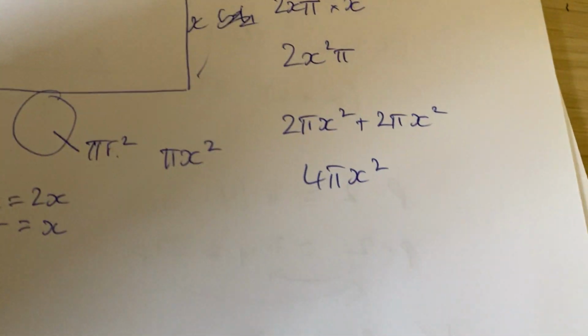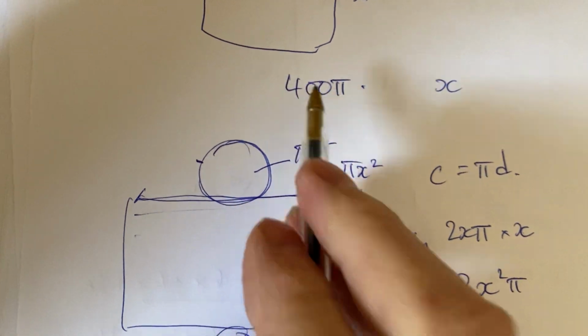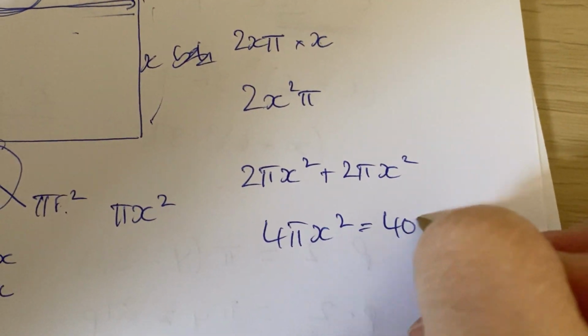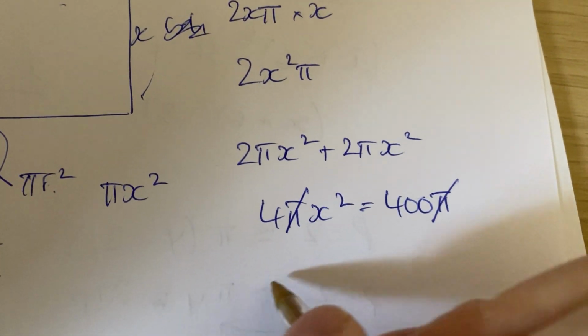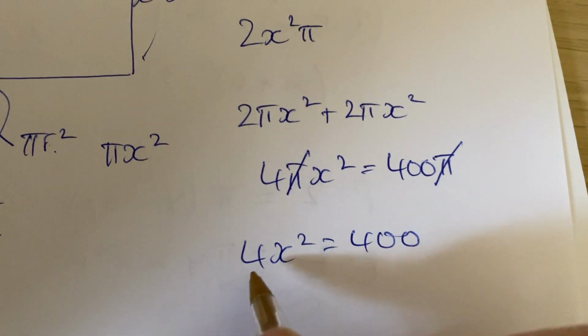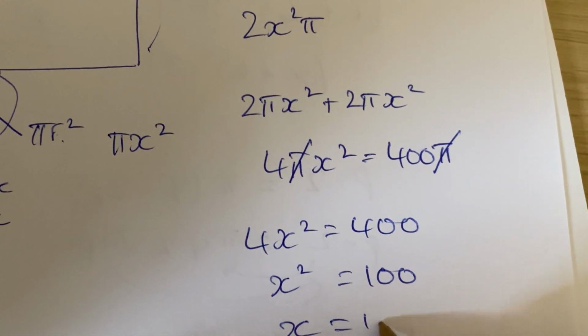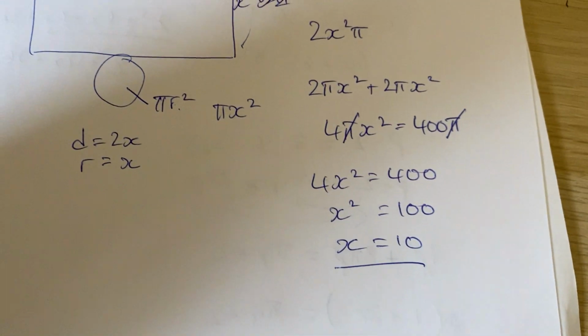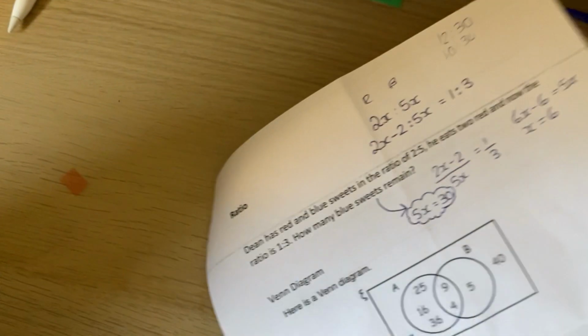That's really quite handy because 4 pi x squared, and they tell me at the top that that area equals 400 pi. So I can see, first of all, I can get rid of the pi's, and then it's 4x squared equals 400. I feel so comfortable now. Divide everything by 4, and you get that. So x must be 10. Good. Right, let's see if I can do one more question.